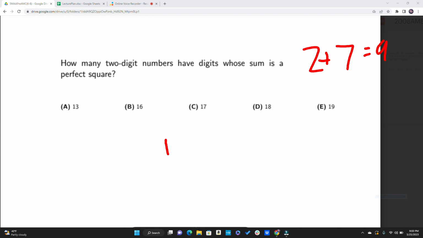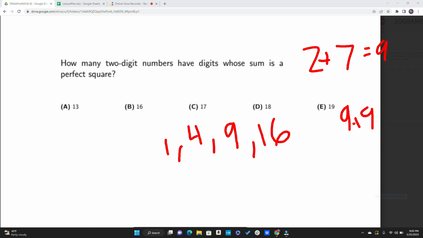What other perfect squares? So we know 1 is a perfect square, that's 1 times 1. Our next one is 2 times 2, that's 4. 3 times 3 is 9. 4 times 4 is 16. And then after that is 25. Can we have a two-digit number whose digits add up to 25? Let's check. So what's our biggest two-digit number with the biggest digits? That would be 99, right? 9 plus 9 is 18. So we can't actually add up to a number that's bigger than 18. So 16 is going to be our largest possible perfect square. Okay?